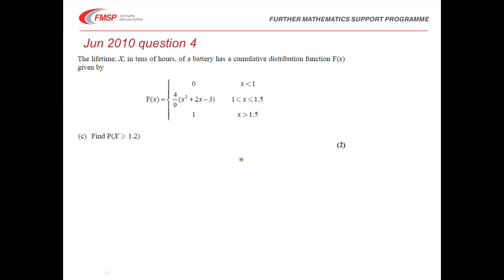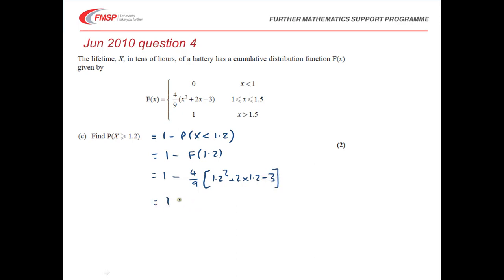So now we're asked to find the probability that x is greater than or equal to 1.2. So this is the same as 1 minus the probability of x being less than 1.2. By definition, this is the same as 1 minus F of 1.2. That's what the probability function is. The cumulative distribution function is the probability up to a particular value. So all we do for this is substitute 1.2 into your equation. So it's 4/9 times (1.2 squared plus 2 lots of 1.2 minus 3). Make sure you're substituting it into big F and not little f. That's a common mistake that we just need to be very, very aware of.